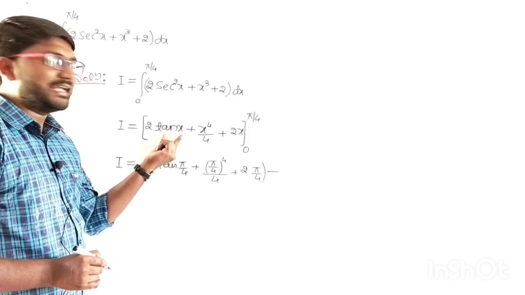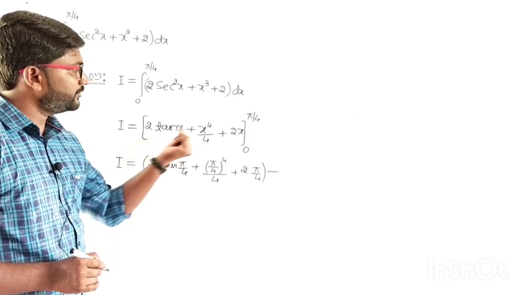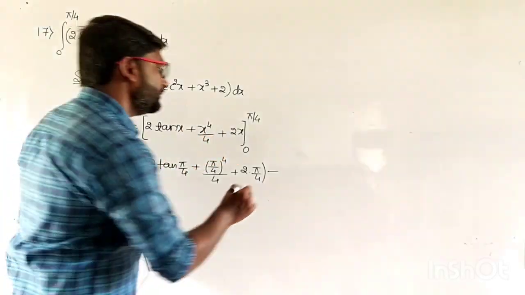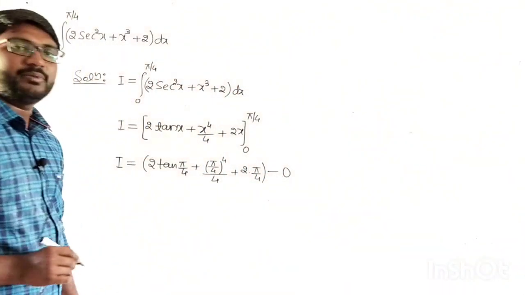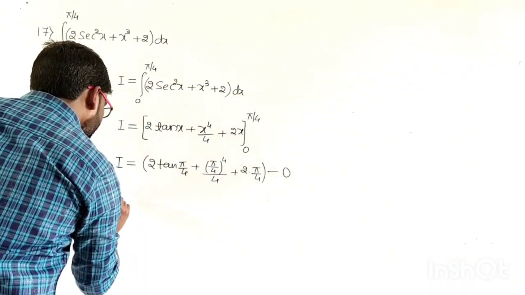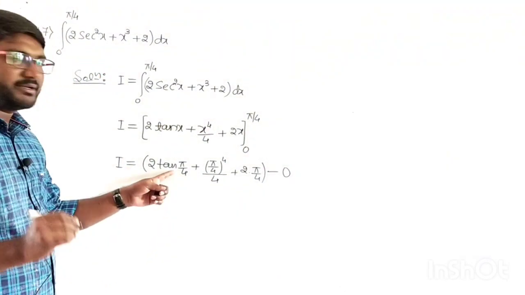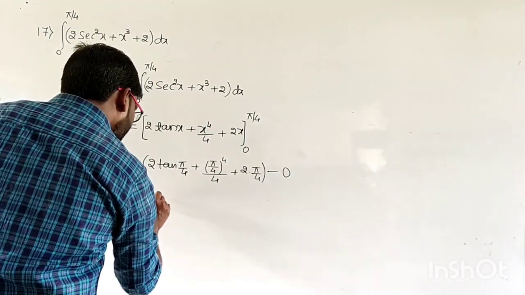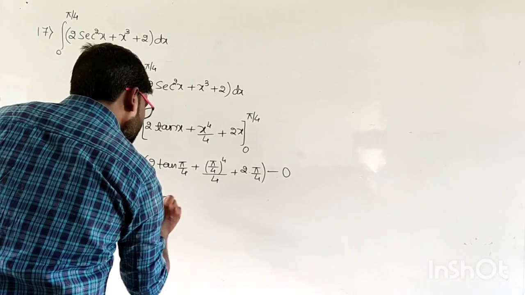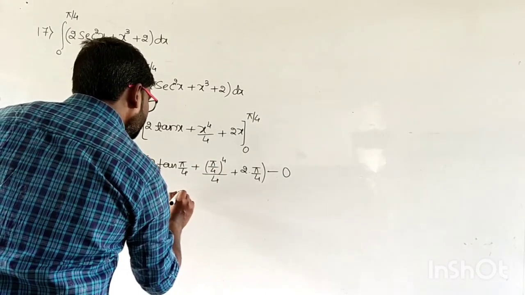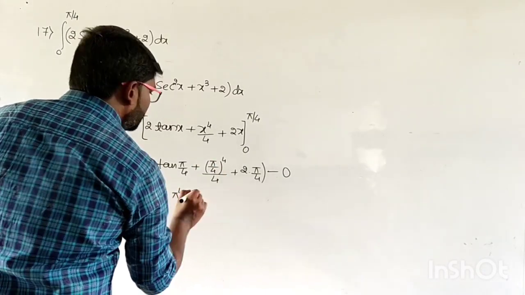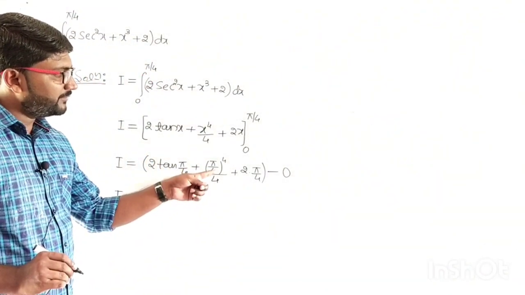So it becomes 2 tan 0, it is 0. 0 plus here also 0 plus here also 0. So the entire term is going to be 0. So I, which is equals to 2, what is the tan pi by 4? It is 1. So 2 into 1 it is 2 plus, so here it becomes pi raised to 4, then divided by 4 raised to 4.